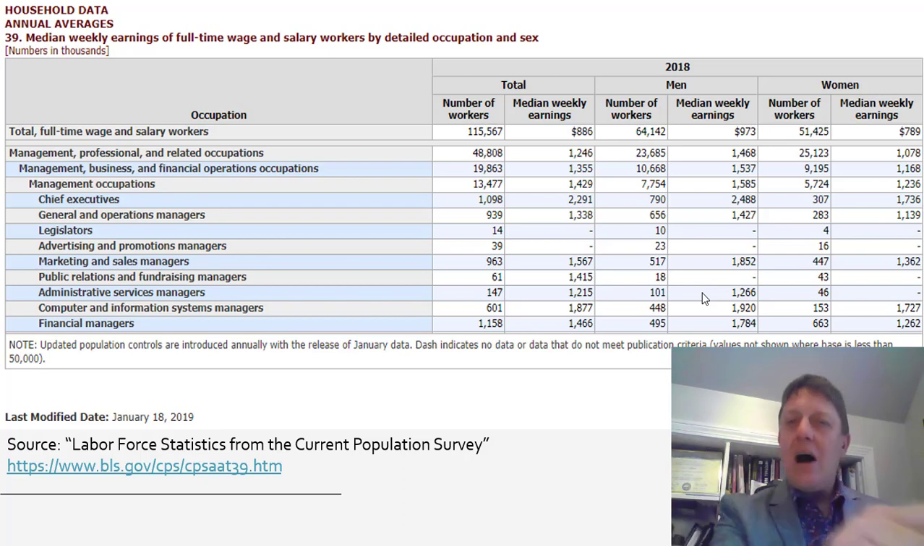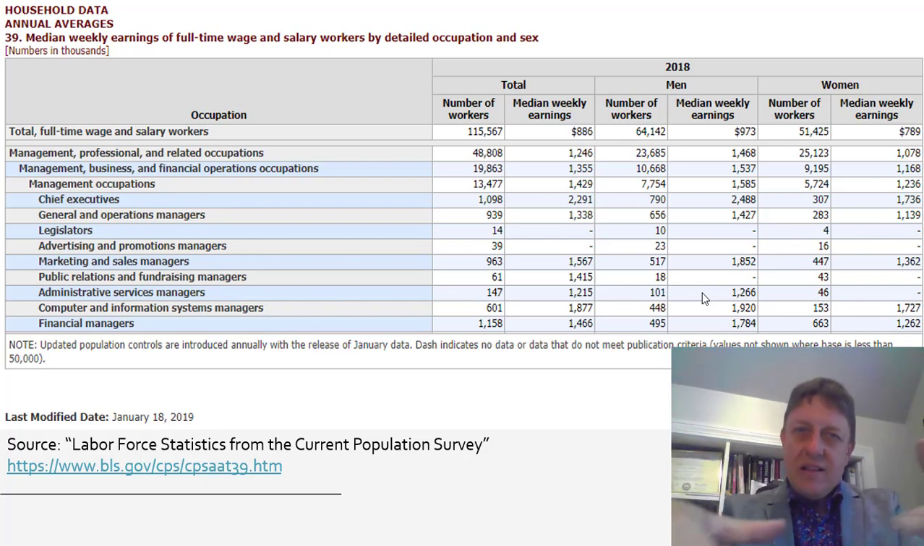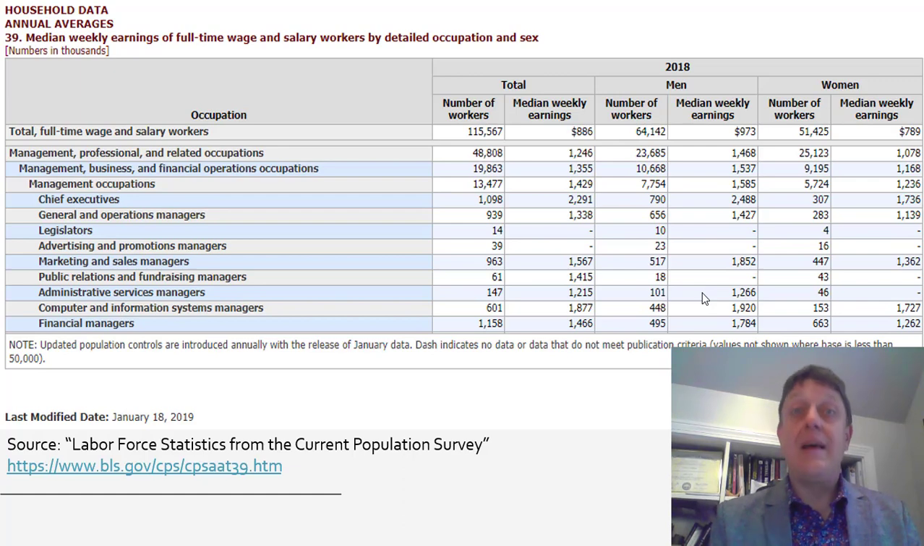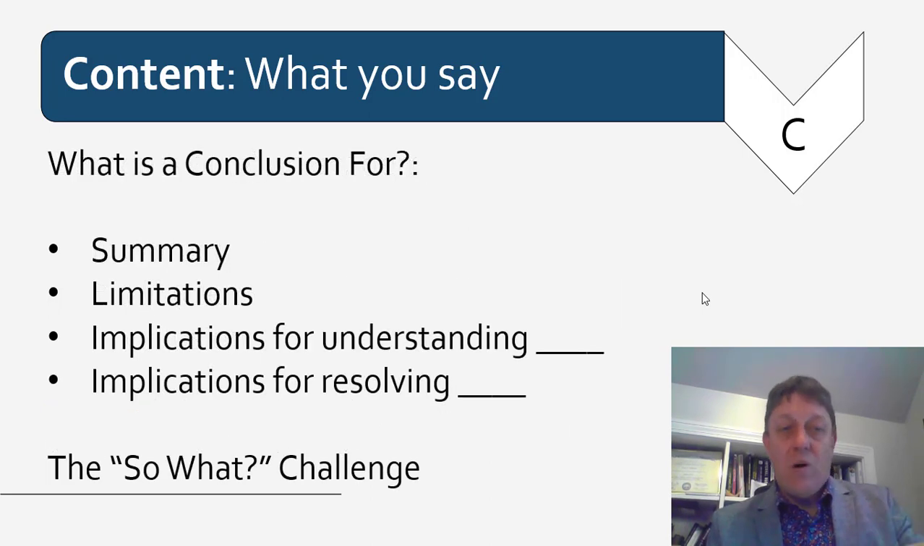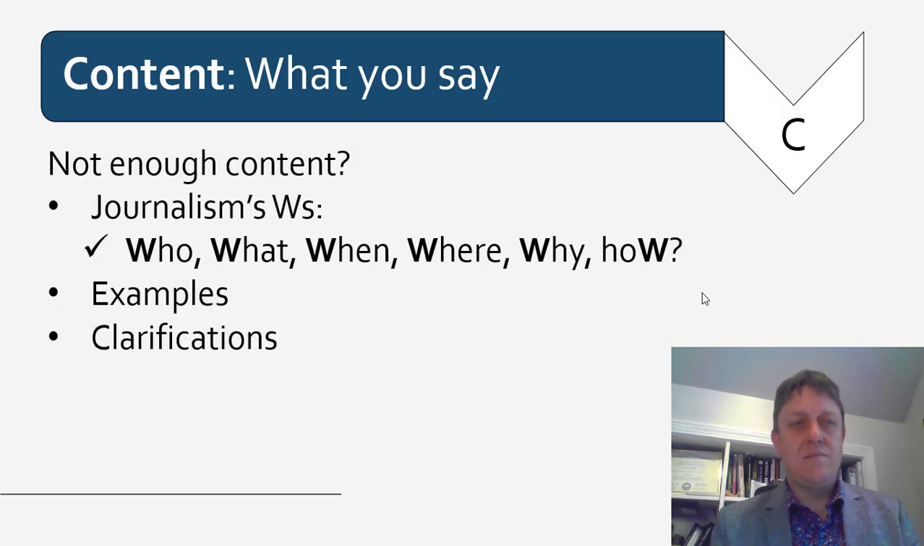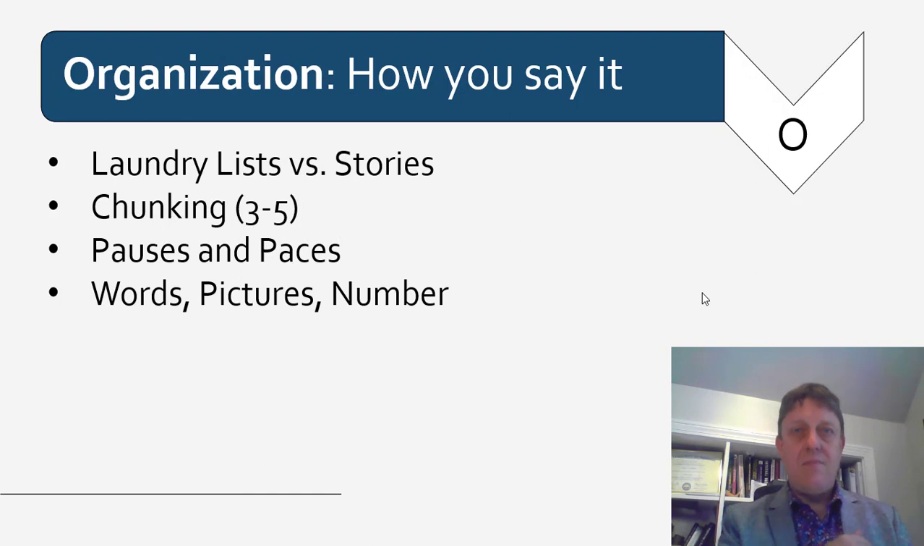Right? How can you do that? How can you break this down in a way that is comprehensible? That's a challenge, okay? So 3 elements here, 4 elements here, 3 here. The whole idea is that people can take sets of 3 to 5, a chunk of 3 to 5 at once, and process it, okay?